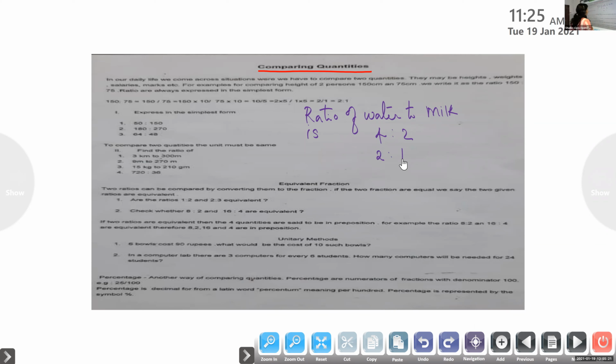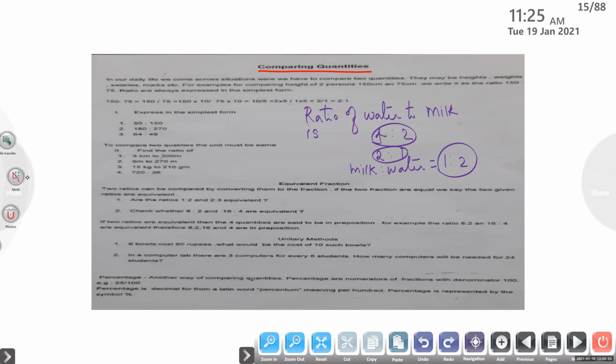So we say half ratio, right? So milk is to water, what will you write? Milk is to water, half. 1 is to 2. So always be very careful about the order of the ratio. If you say water is to milk, it should be 4 is to 2 or 2 is to 1, in reduced form. If it is milk is to water, it should be 1 is to 2. So the order of the ratio is very important.